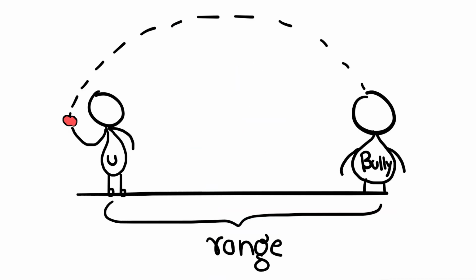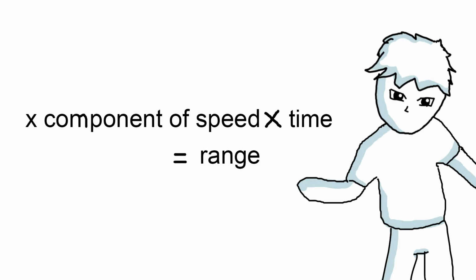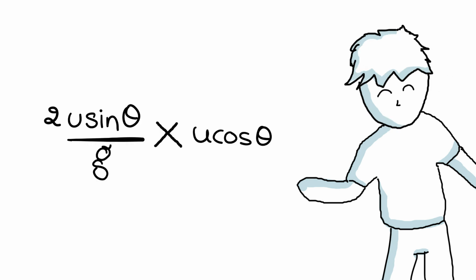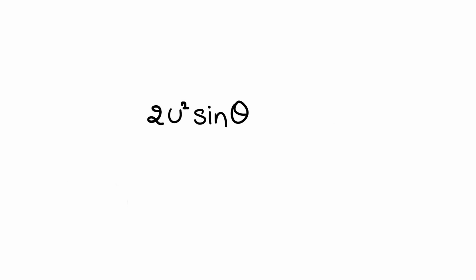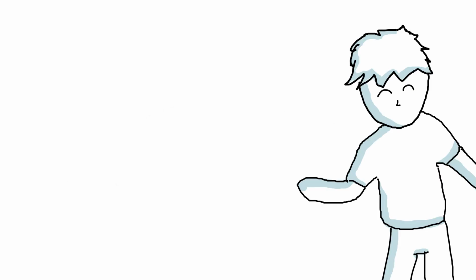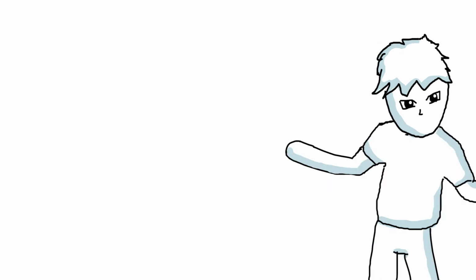Over here, the displacement of the object is called its range. To find out the range, we need to multiply the x component of speed by time, which is nothing but 2u sin theta by g times u cos theta, which is equal to 2u square cos theta sin theta by g. With that, you have the distance between you and the bully. Now all you have to do is specify the speed or the angle to get a perfect shot at his head.